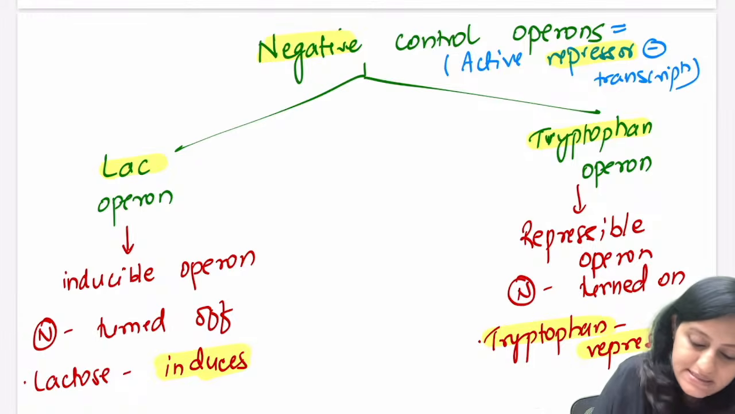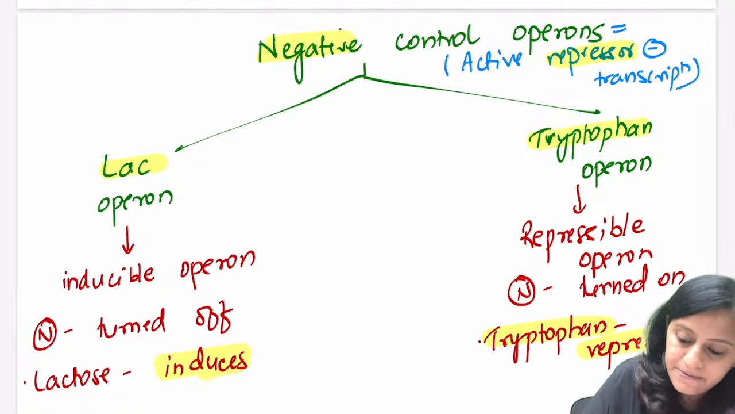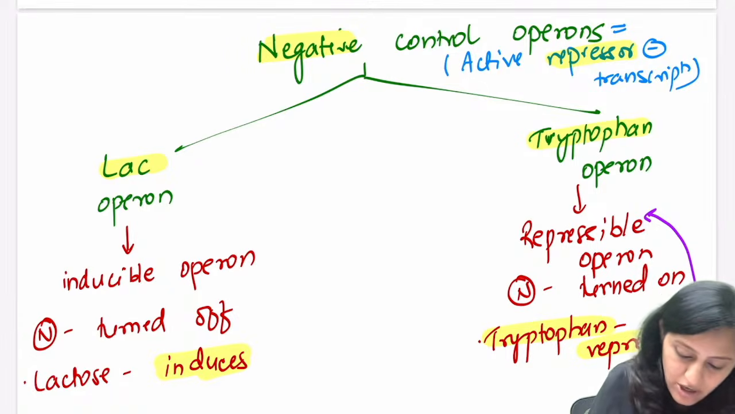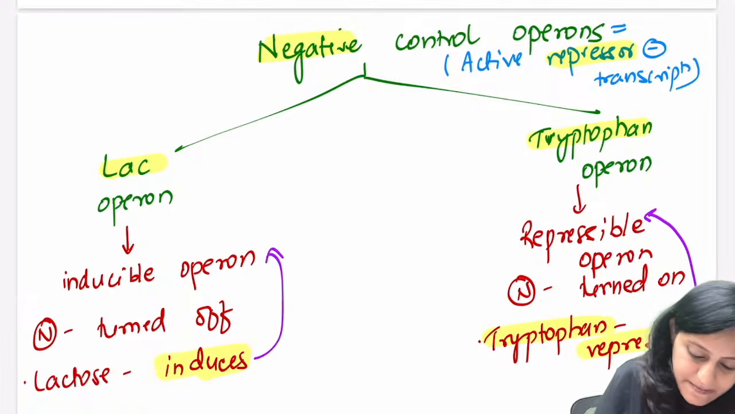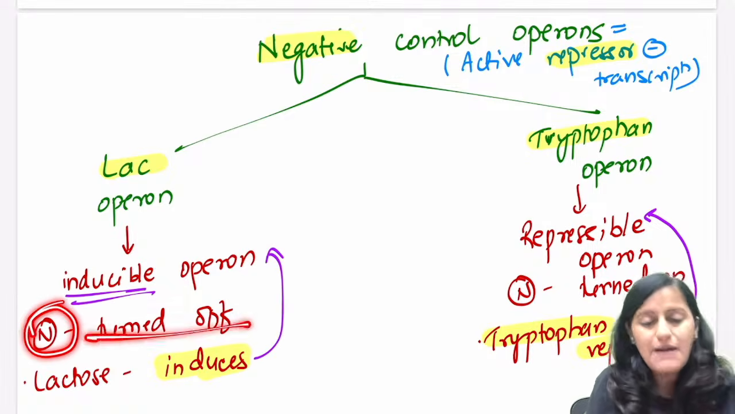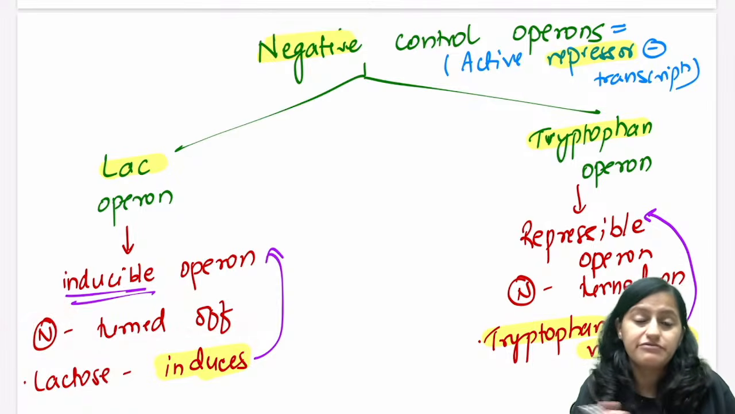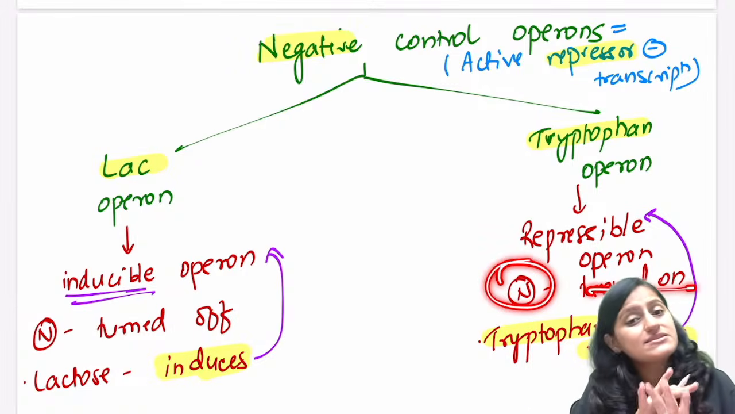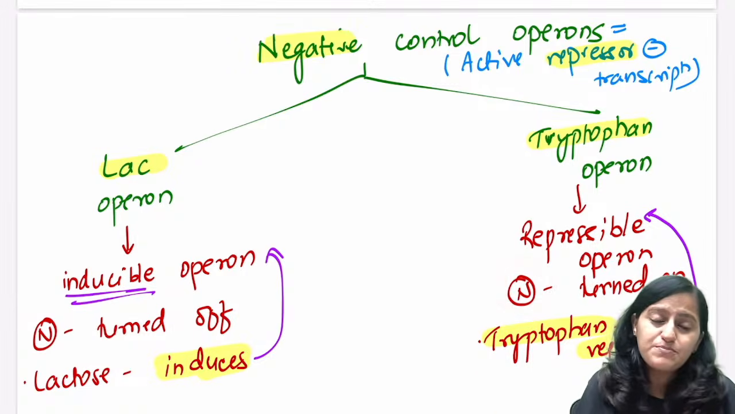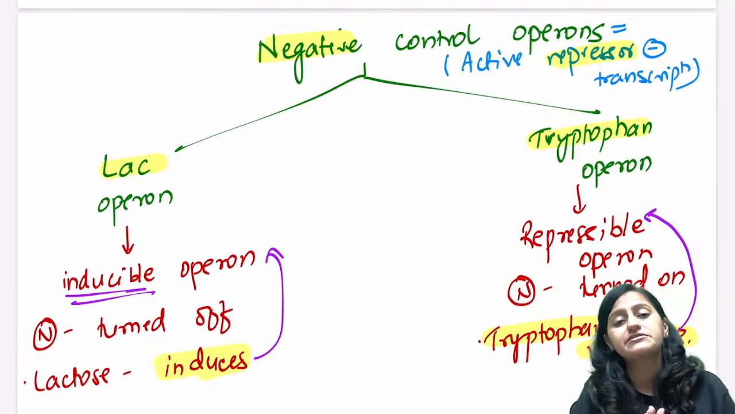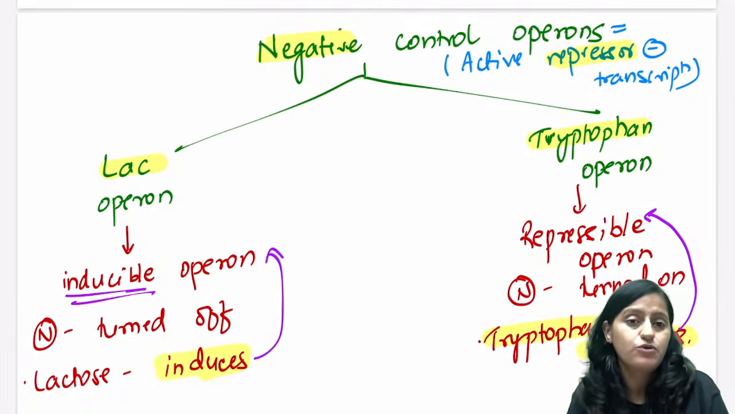So that means this one which you see here is a repressible operon. Tryptophan is repressing the operon, and this one is the inducible operon, right? Normally, the lac operon is switched off. When the lactose comes, then it is induced. Normally here this is switched on. When the tryptophan comes, then it is switched off. So at least remember this difference between the lac operon and the tryptophan operon.